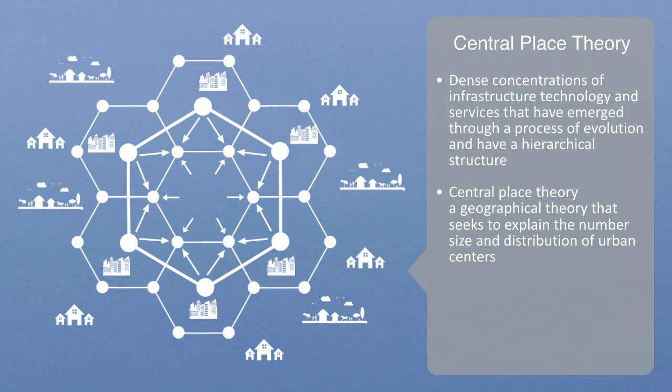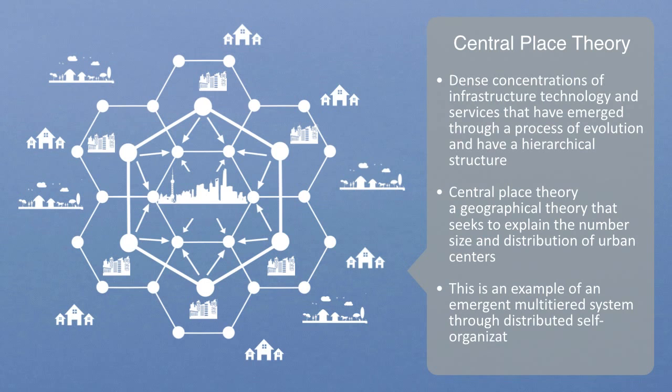And again, with a dense enough concentration of towns, we will get the emergence of a city, and so on all the way up until we get globally differentiated metropolitan areas, where one can access certain advanced services that are not available anywhere else. As would be the case with global cities like New York, London, or Tokyo, this is an example of an emergent multi-tier system through distributed self-organization. No one's designing this urban network.